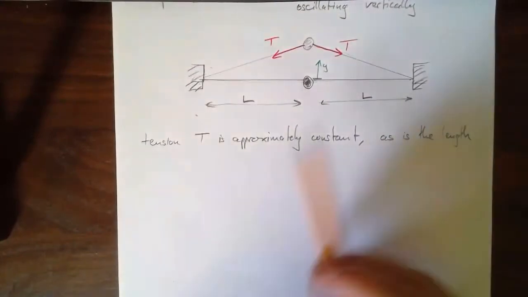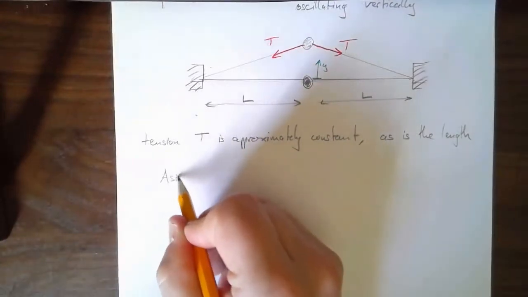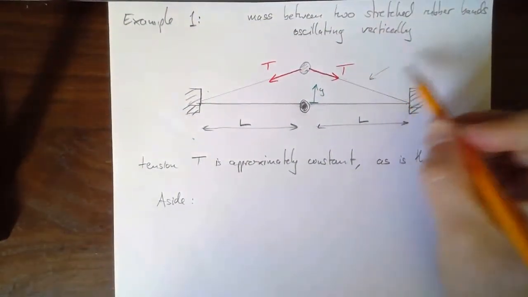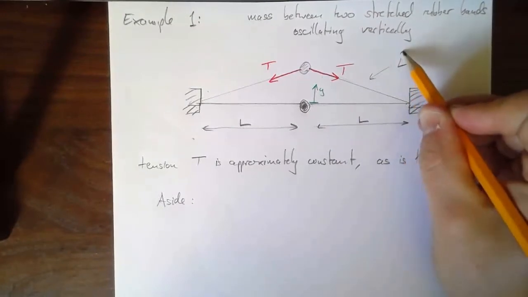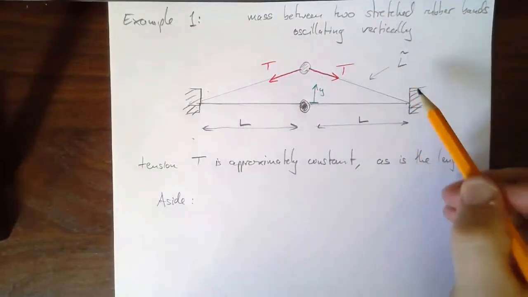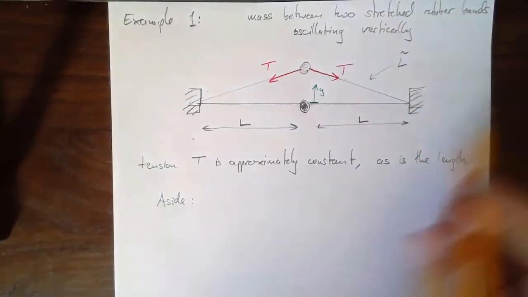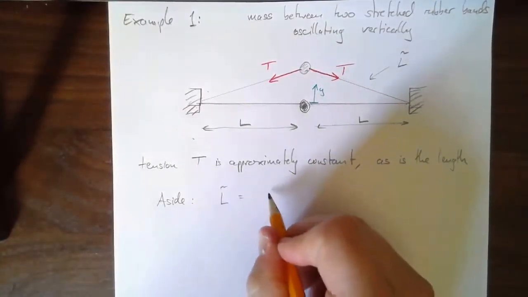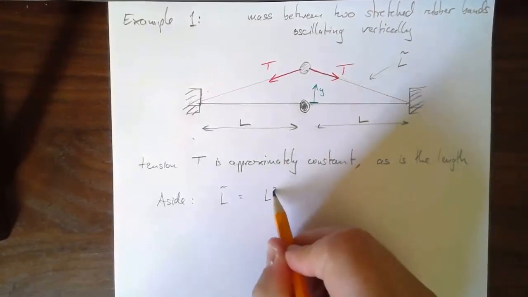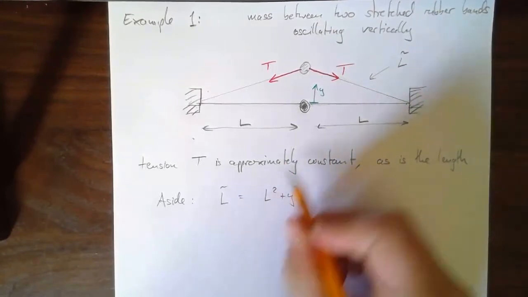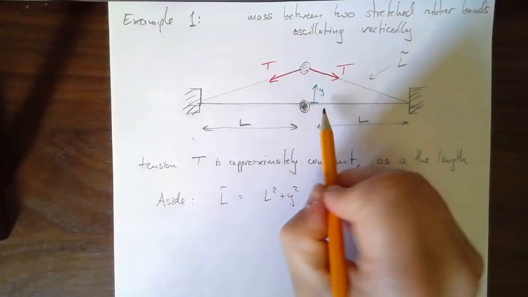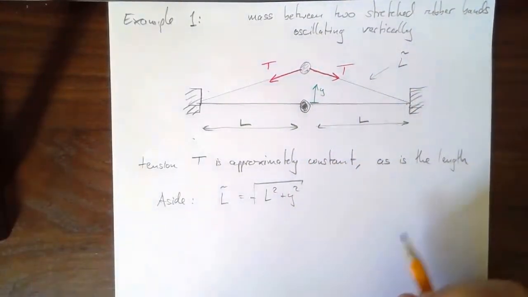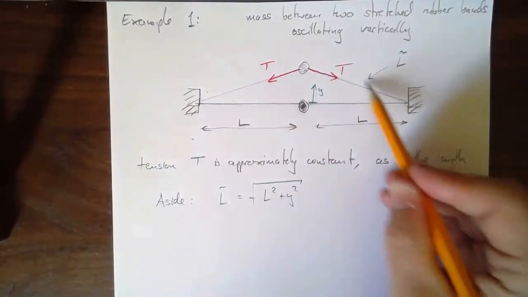Let me do a little aside here to justify that. Let me call this length here L tilde. Imagine this is length L tilde. So what is L tilde really equal to? It's equal to the square root of L squared plus y squared, where this is the y position. This is my y direction. This is just the Pythagorean theorem applied to this triangle here.